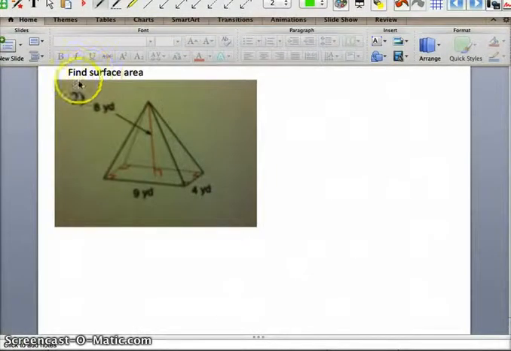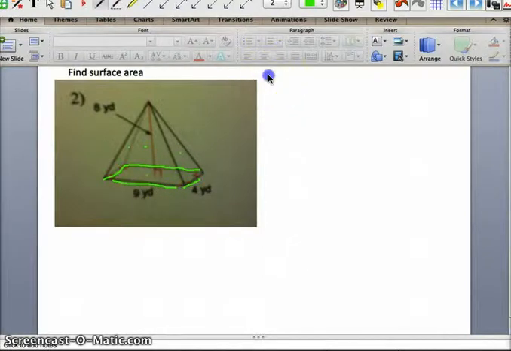Today we're going to find the surface area of this rectangular pyramid. In order to do that, as you notice, we have the base, two sides here, and the front triangle and the triangle in the back. So we've actually got 5 surfaces that we have to take the area of.